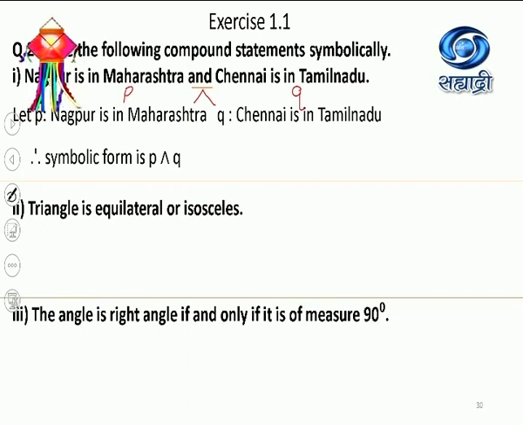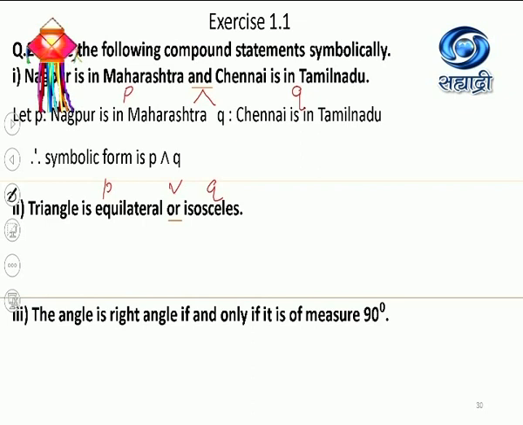Triangle is equilateral or isosceles. What is the connective used here? It is a compound statement because it is given that it is a compound statement. So the connective used here is or. So the statement before or will be P, the statement after or will be Q, and obviously the symbol used here is of disjunction. While studying in the textbook, in pencil, you can just write these symbolic forms then and there itself.